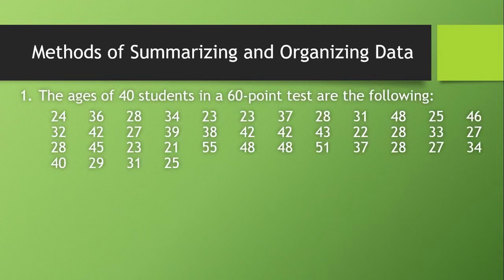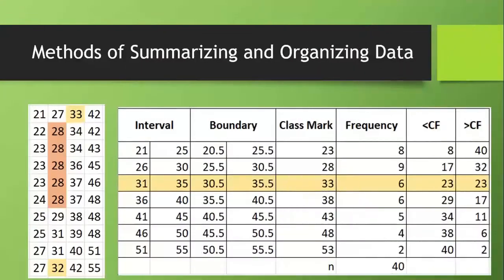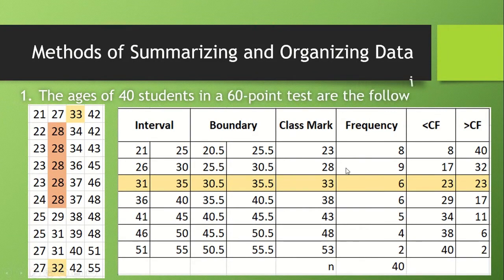On this data, we have the ages of 40 students in a 60-point test. So these are the 40 values of the students. The first thing that we have to do is create a table for this one, a tabular form and a sorted form of the values. So this is the tabular form equivalent of the data, and these are the sorted values.